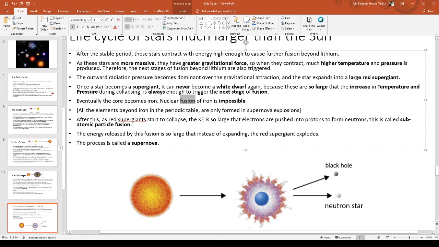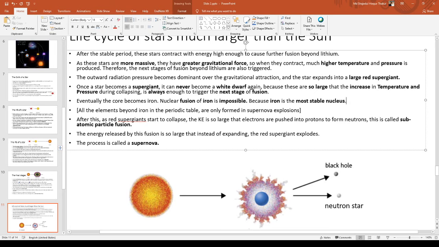Now you may ask why. You may ask the best question that human beings can ask. Why? Nuclear fusion of iron is impossible. Why? Because iron is the most stable nucleus. Among every other nucleus in the universe, iron nucleus is the most stable nucleus.